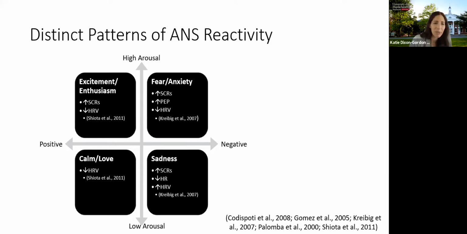So, questions about these so far? These are all different ways that you can mark acute responses to stressors. We talked about skin conductance, and we talked about both pre-ejection period and heart rate variability as measures of cardiac functioning.